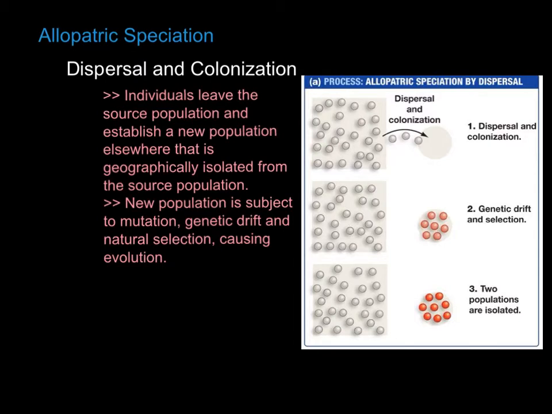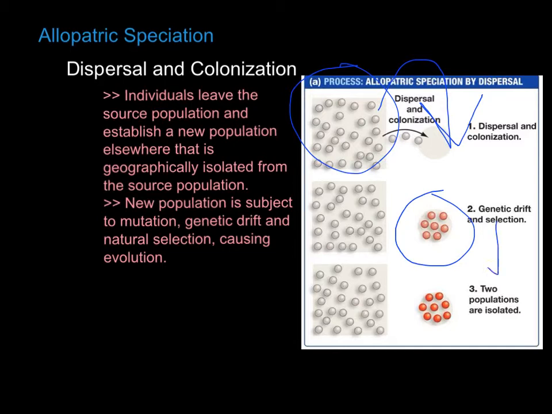The first way we said allopatric speciation occurs is through dispersal and colonization. What that means is individuals leave the source population and establish a new population somewhere else that's geographically isolated from the source population. This new population is then subject to mutation, genetic drift, and natural selection, and over time, evolution occurs, eventually creating two populations that are isolated from one another.